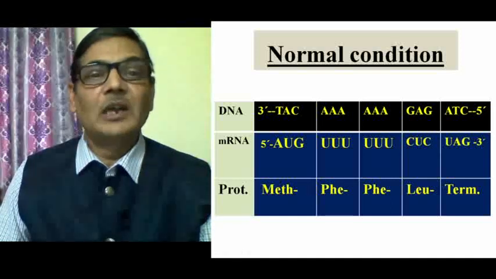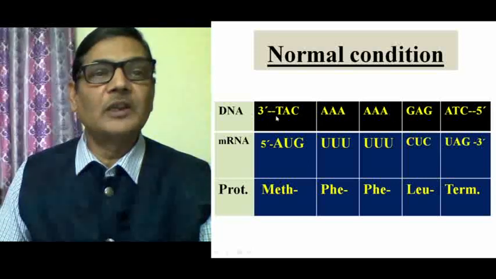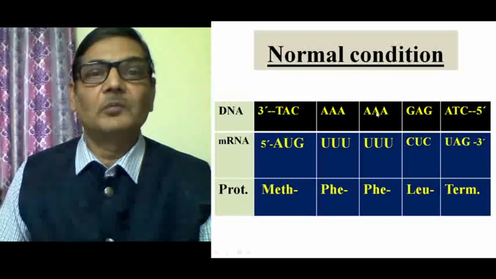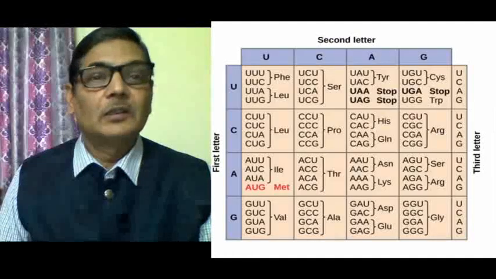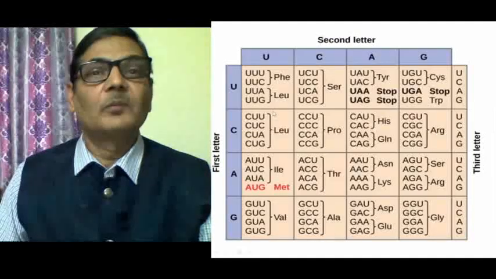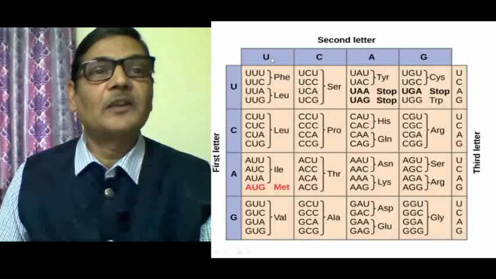Now what will happen if mutation occurs in this DNA molecule, particularly in the template DNA? If mutation occurs at a point, then what would be the situation that we can understand? Now this is the genetic codon table. Just at a glance we can have an idea about it.